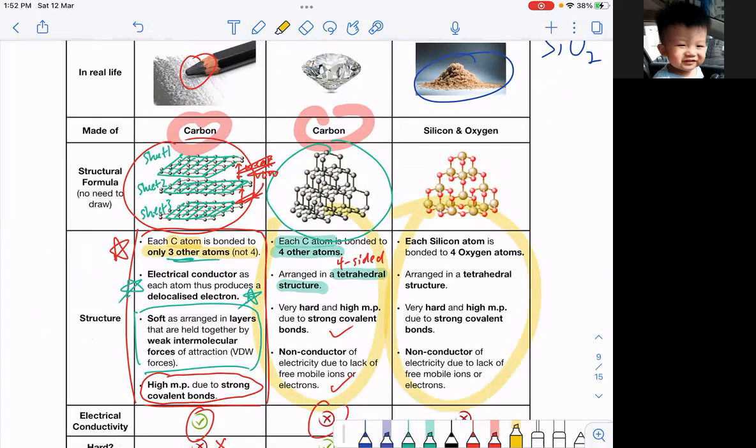Every single line is almost the same. It's also tetrahedral. No need to know how to draw. I also don't know how to draw. Each silicon is attached to 4 oxygen atoms. Don't need to know why. Just memorize. But other than that, every description is the same.